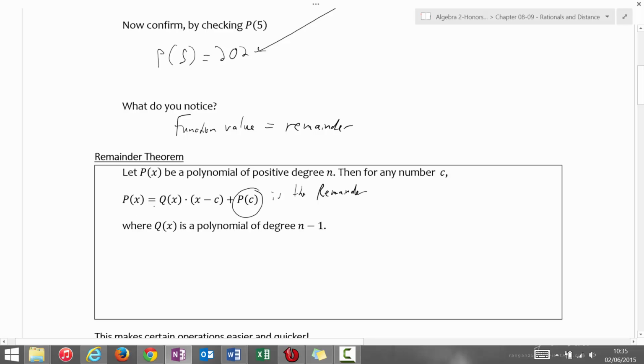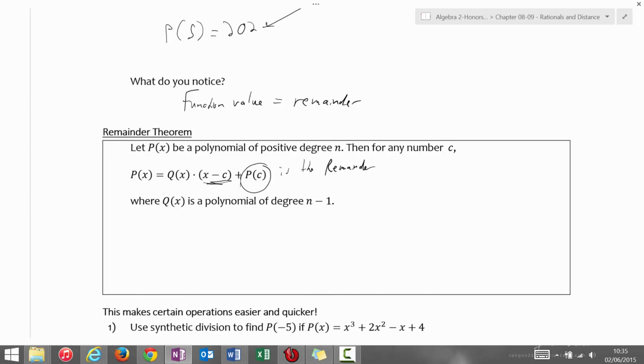I take a polynomial that's equal to a quotient times some x minus c plus p of c. So another way of doing this is if I say I take p of x and divide it by x minus c, I'm going to get a quotient q of x plus this remainder over my divisor.